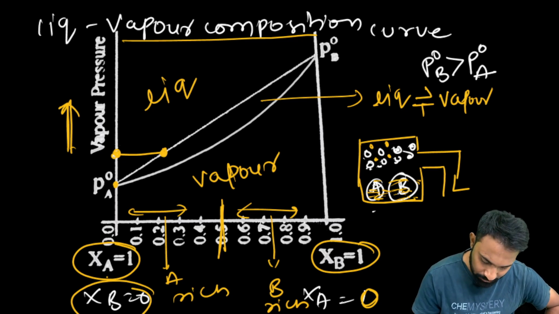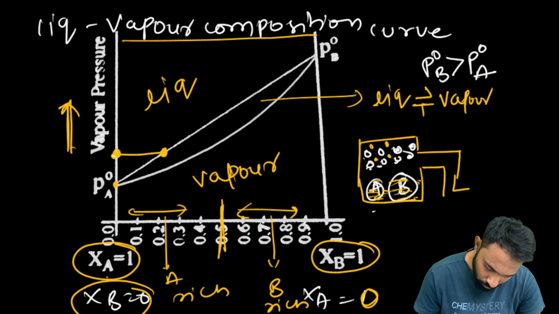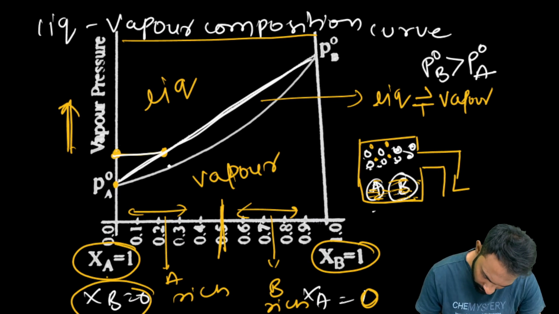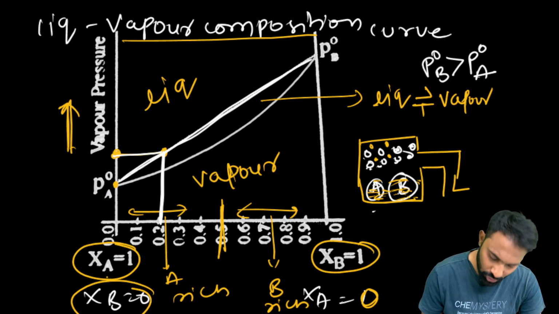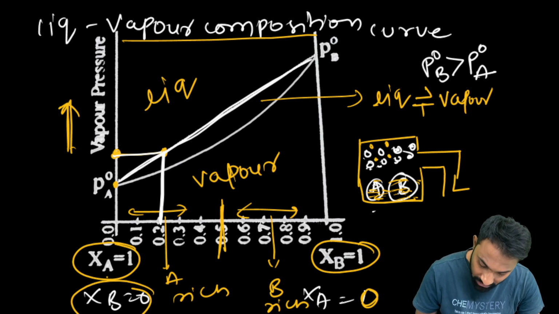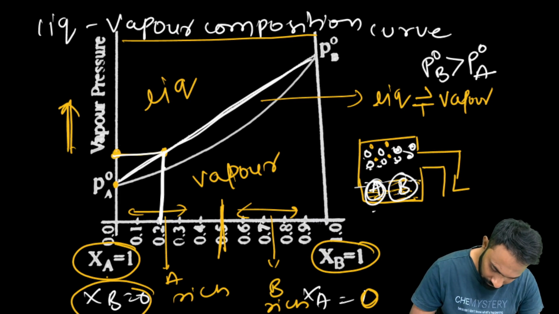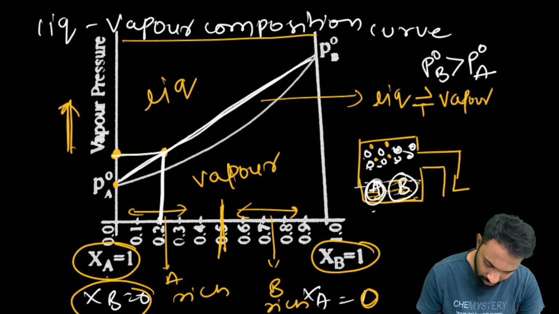Now you see, at this particular pressure, this is a liquid composition curve. In this liquid composition curve, if I draw a line, how much do I get? This is 0.2. So what is the mole fraction of A here in the liquid phase? If I cut it here, this is 0.2, right?